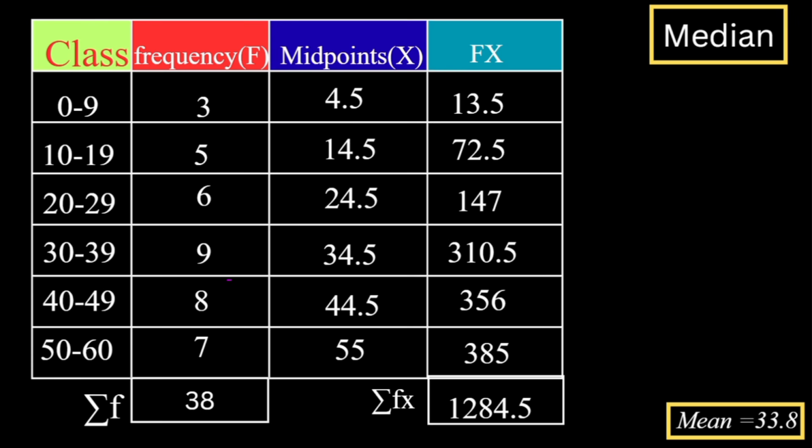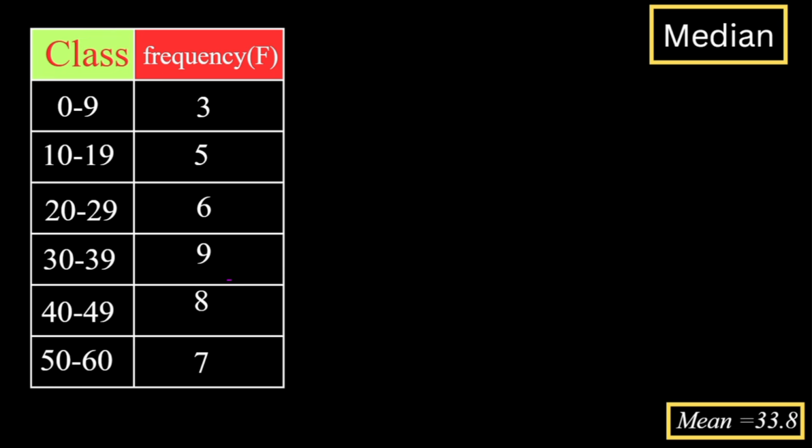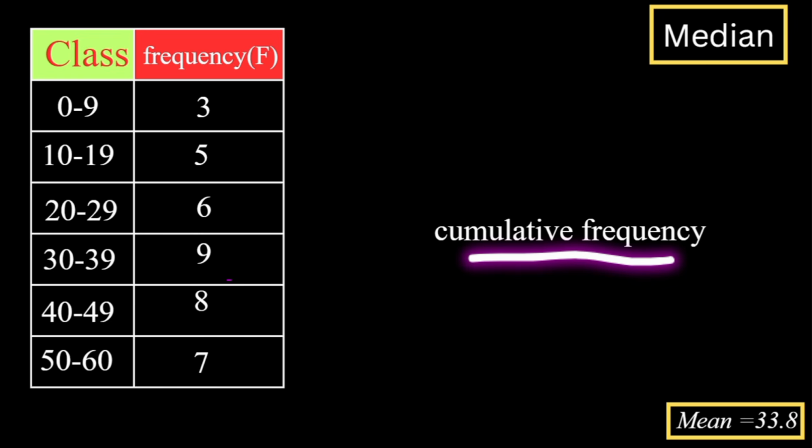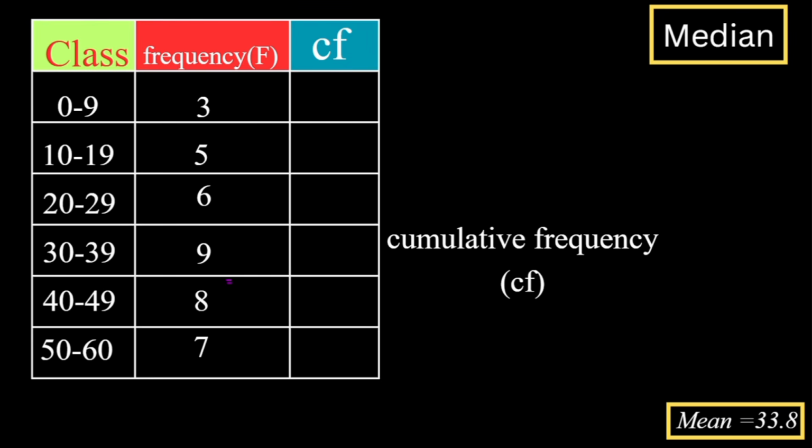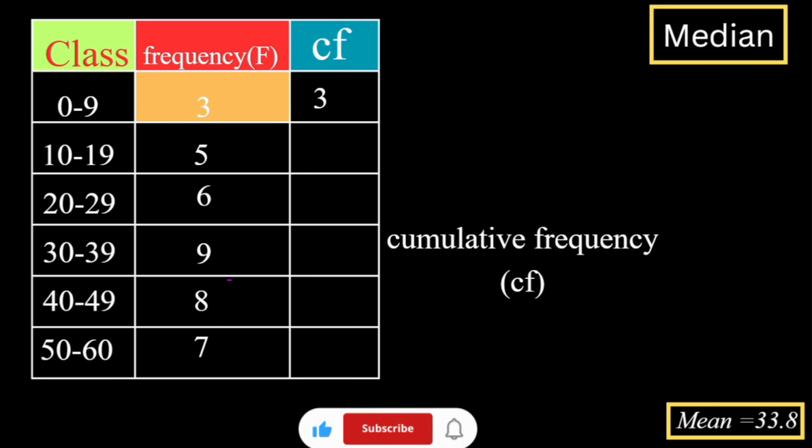We can have the table that we had initially. So for the median, we are going to introduce a new concept, that is basically the cumulative frequency. And cumulative frequency, it is normally denoted by CF. So we can add here another column for cumulative frequency. Now to get the cumulative frequency, it's very easy and interesting. For the first cumulative frequency, it shall be this frequency, which is 3.